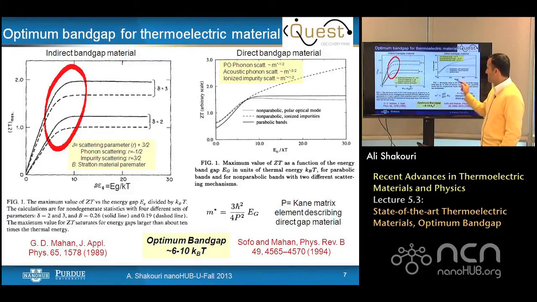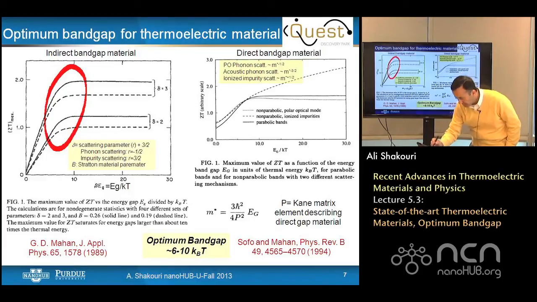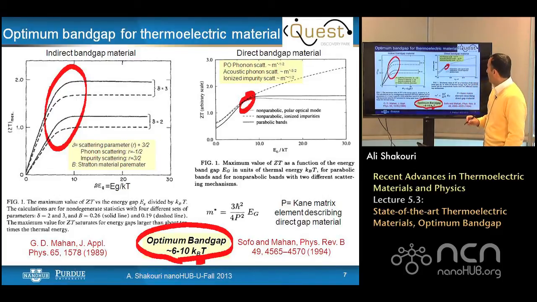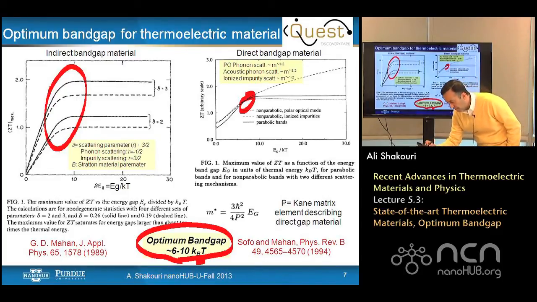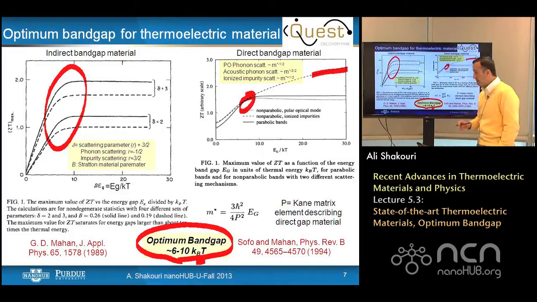This is ZT versus E gap divided by kT. Again, you see an optimum at 6 to 10 times kT, so that's the rule of thumb people believe today. But you see, for example, in the case of ionized impurity and non-parabolic bands, this keeps going. That means larger and larger band gaps are better if other parameters stay the same, which is the lattice thermal conductivity. So this gives you an idea about the rules of thumb, how thermoelectric materials are optimized at each temperature range.